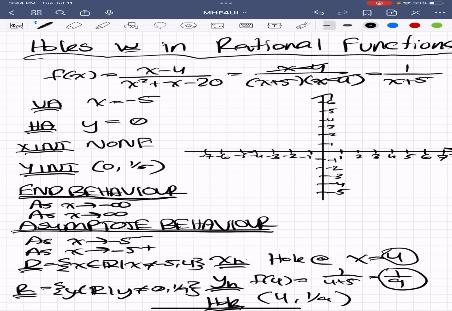So as you can see, we included the hole coordinates into the f of x, into the domain and range. We added the hole coordinates into the domain and range and their restrictions because it cannot equal the hole coordinates. The hole is not a part of the function, and it's not a part of the x values or the y values of the function.